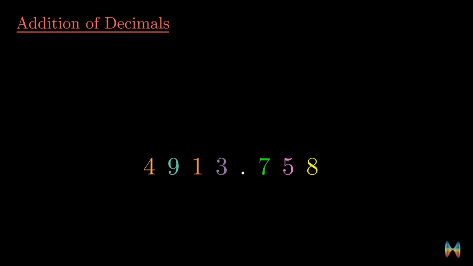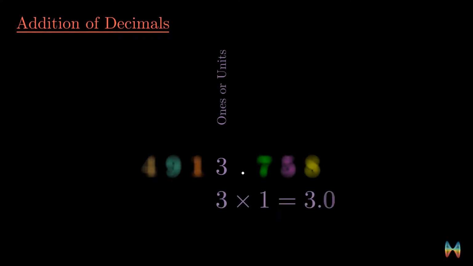Let's consider the different digits this number is made up of. First, it's 3, which is 1 place to the left of the decimal, so it has a place value of ones or units. This is because in order to get a number to 1 place left of the decimal, we need to multiply it by 1.